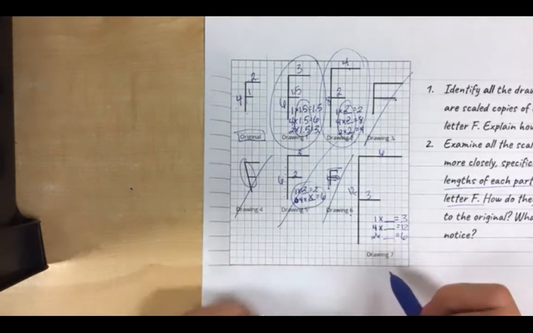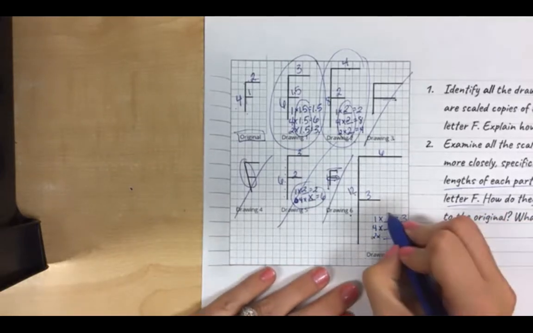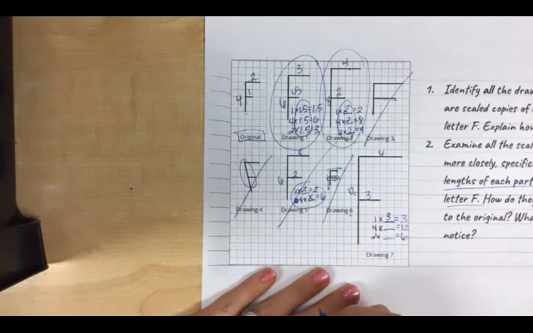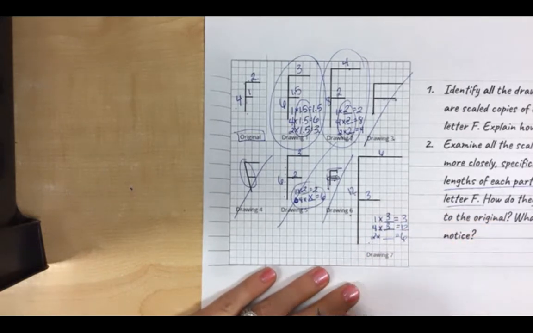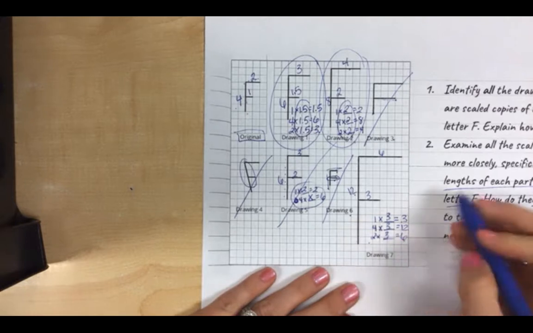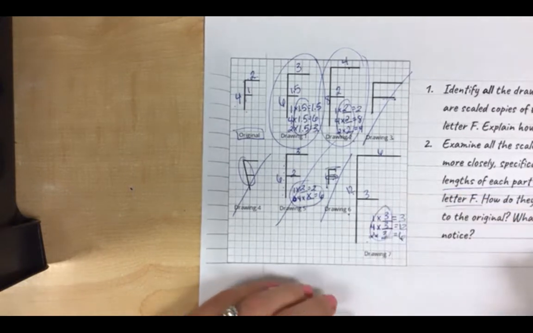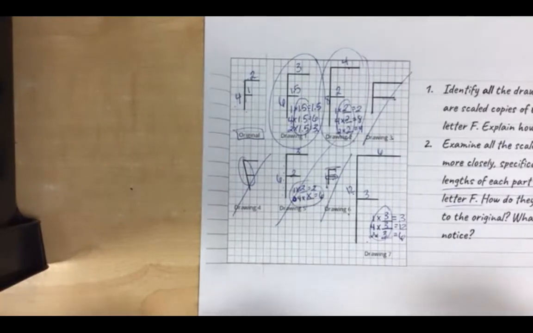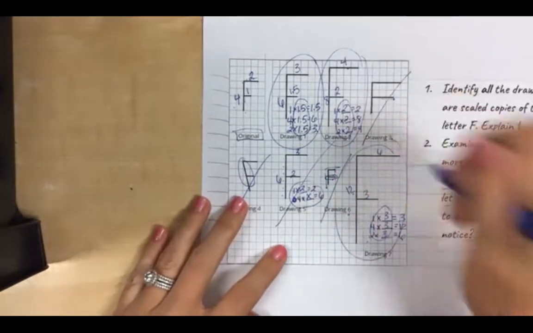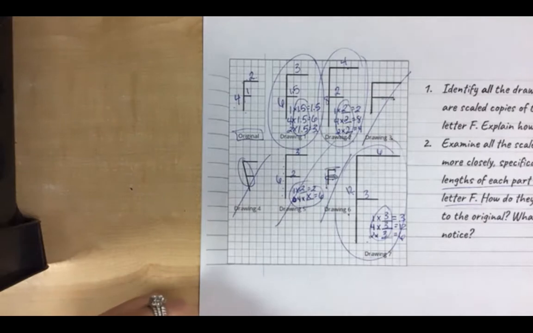1 times what is 3, guys? 3. 4 times what equals 12? 3. 2 times what gives me 6? 3. Are you multiplying by the same amount? Is it getting bigger in all places by the same amount? It is. So drawing 7 is a scaled copy.